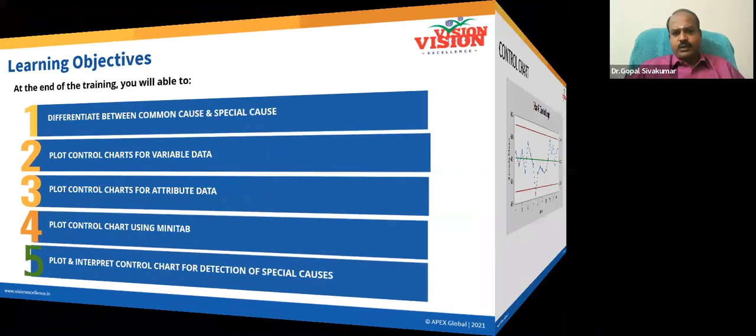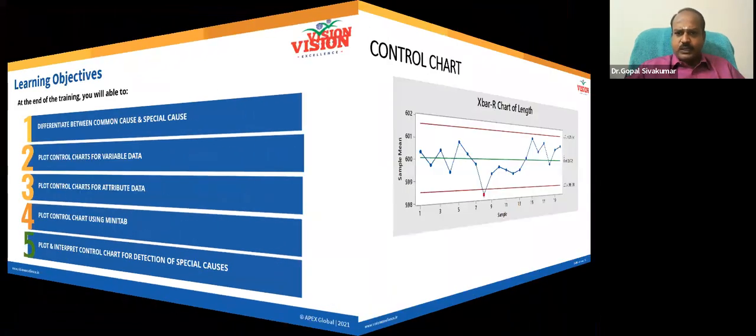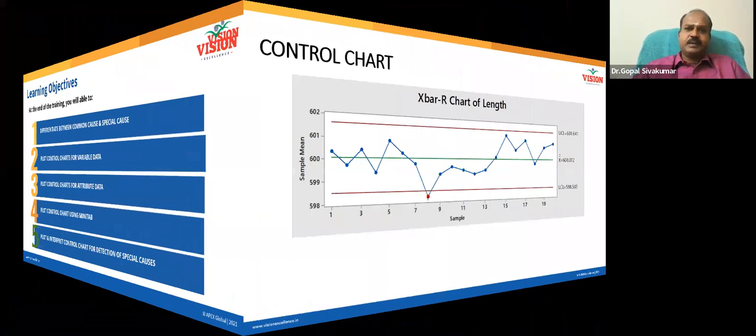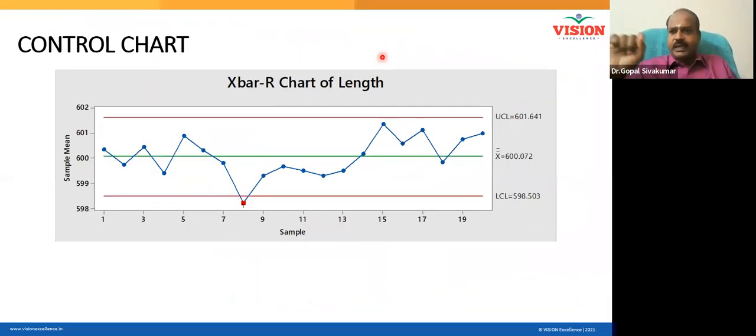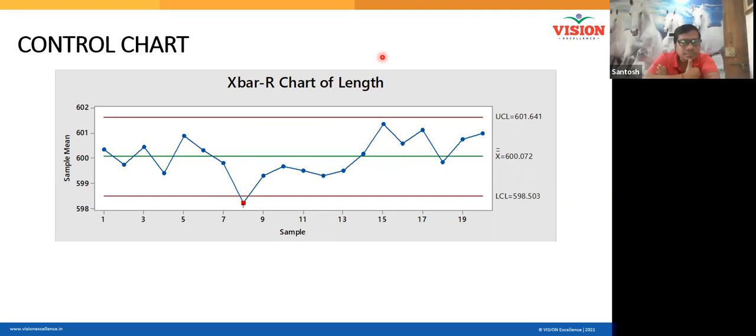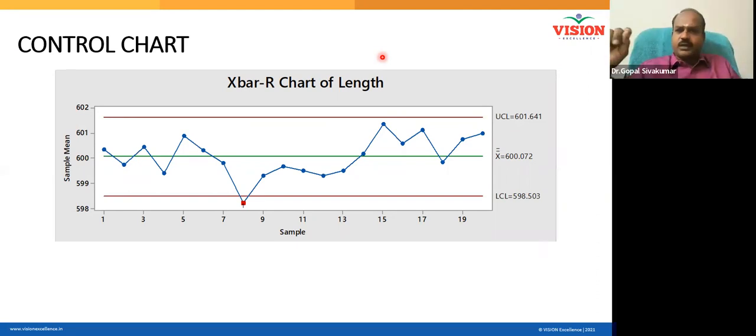So this is how typically a control chart will look like. Hope all of you can see three horizontal lines. A center line, which is in green color, and a line above, which is in red color, and one more below, which is also in red color. Can you all see all the three lines? Yes, sir. The red color lines are called control limits.